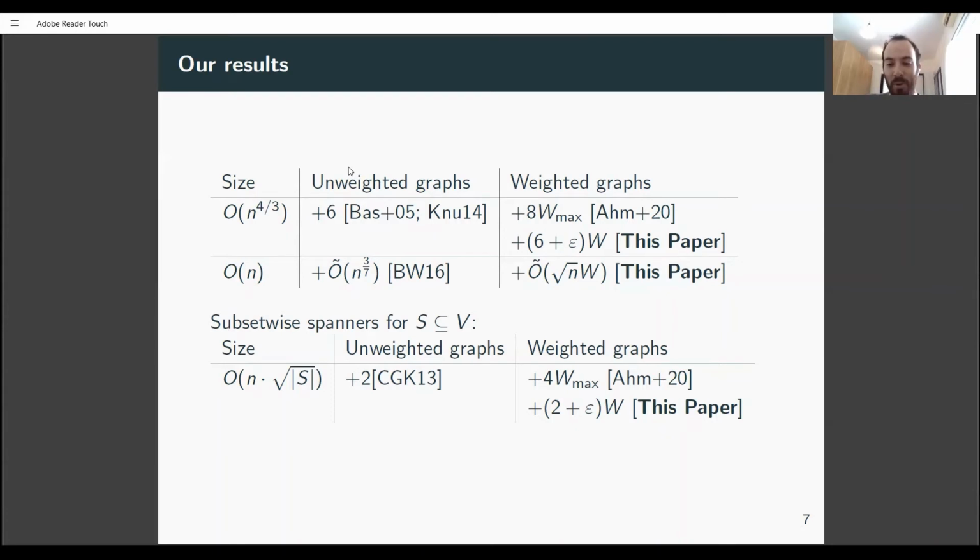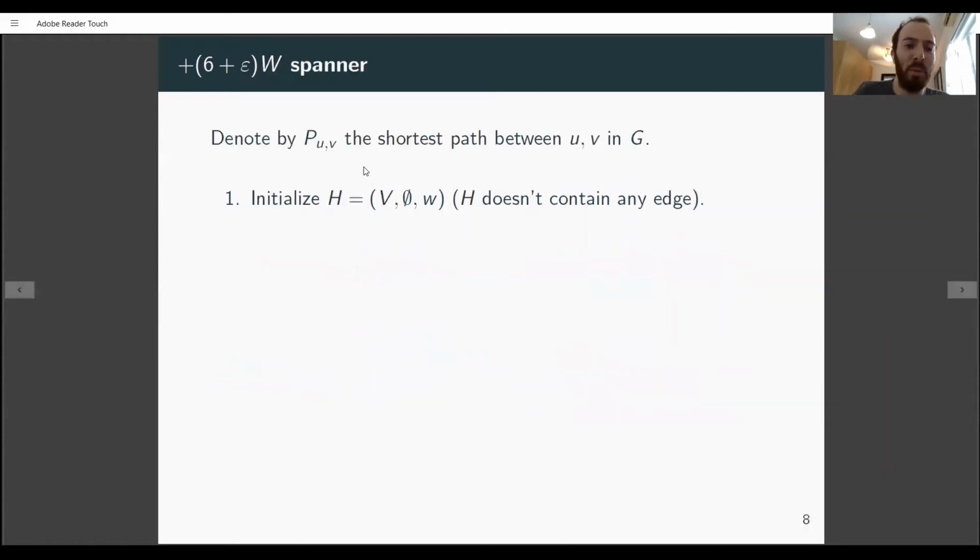Now that we went through our constructions and our achievements, we want to sketch the proof of the (+6 plus epsilon) W spanner of size n to the power of 4/3. And for that, we will first define additional notation. We denote by P_UV the shortest path between U and V in G. And our construction algorithm works as follows.